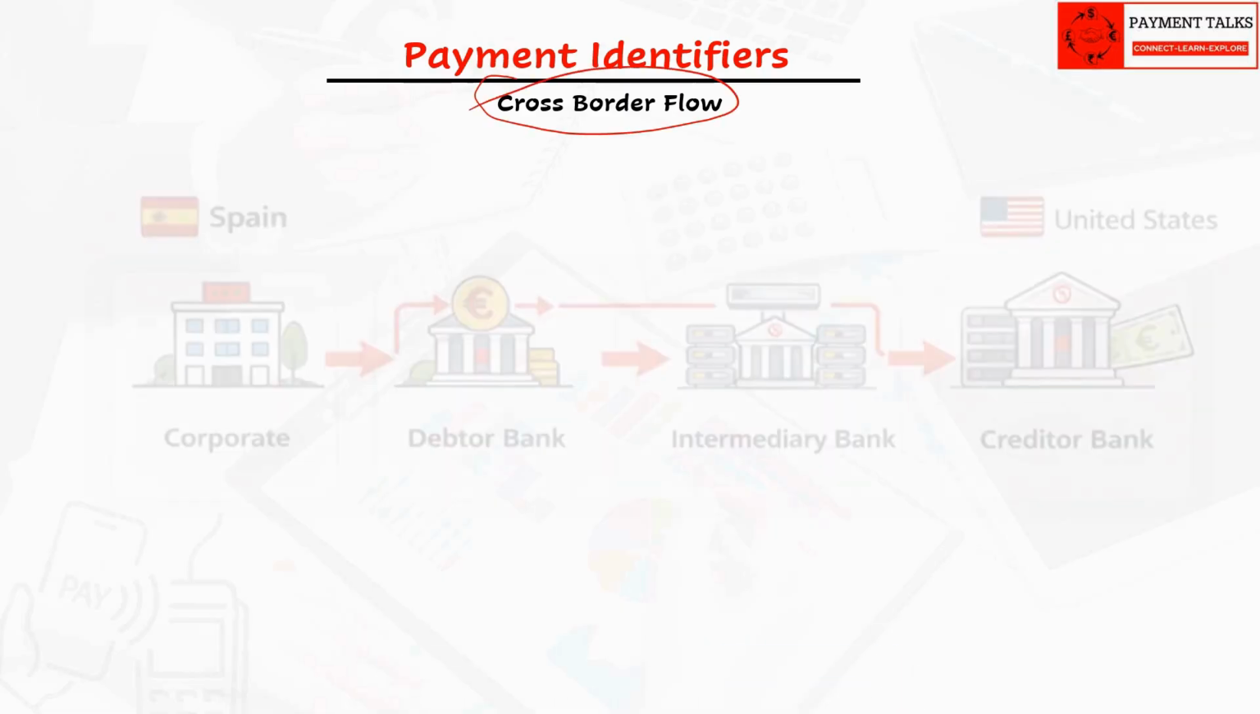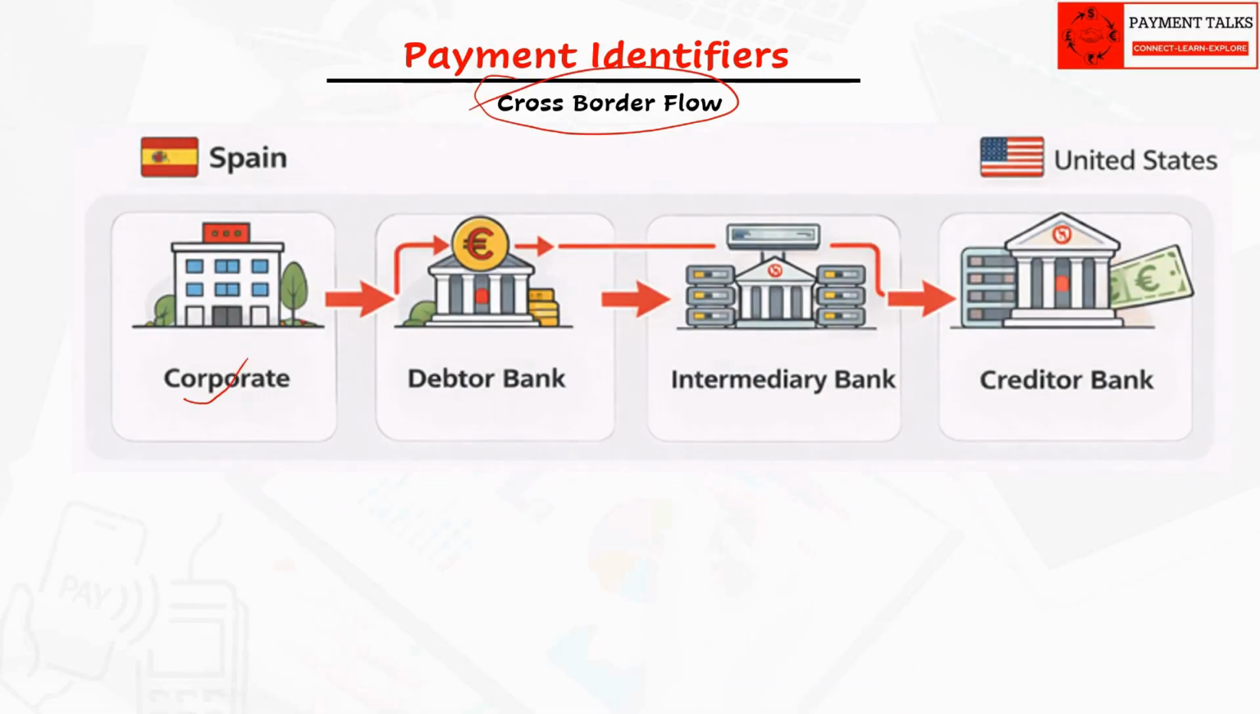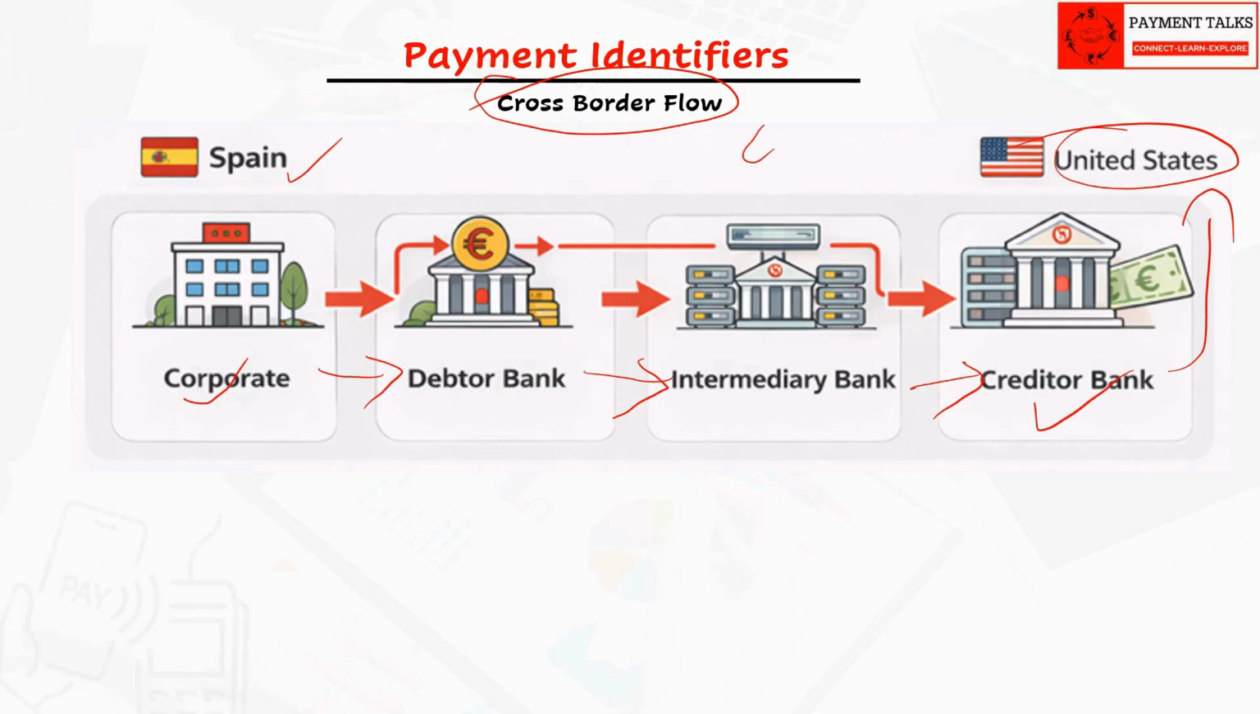Scenario: a corporate in Spain initiates a payment to a creditor in the United States. The payment moves from corporate to debtor bank via intermediary bank to creditor bank. No domestic clearing system is involved. This is pure SWIFT correspondent banking.